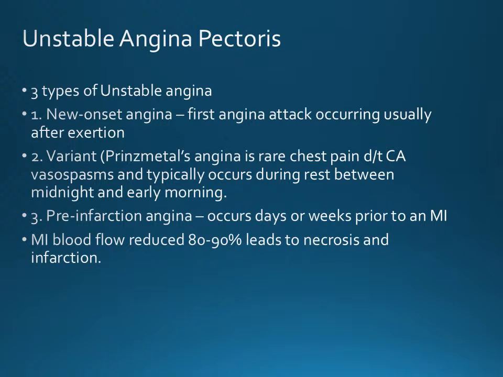Unstable angina is divided up into three categories. First, there is new onset angina, which is the first anginal attack that occurs with exertion. Second, there is variant or Prinzmetal angina, which is chest pain caused by spasming of the coronary arteries. This usually occurs during rest between midnight and early morning hours. And lastly, pre-infarction unstable angina, which may occur days or weeks prior to an MI. And infarction or ischemia usually occurs when blood flow is reduced about 80 to 90%.